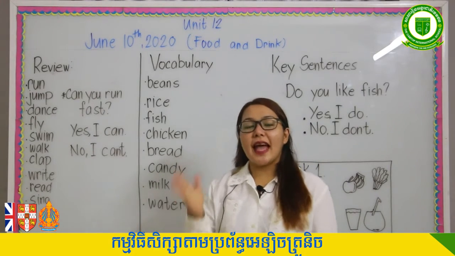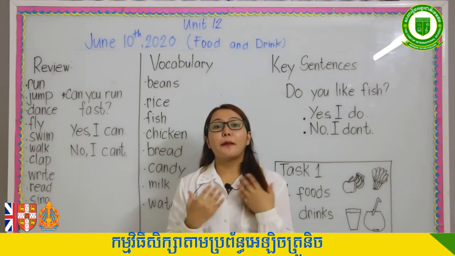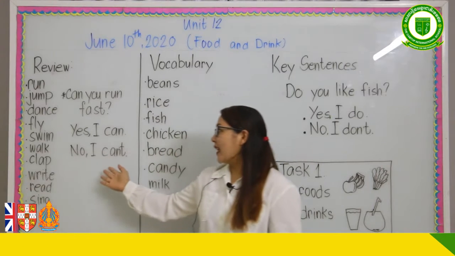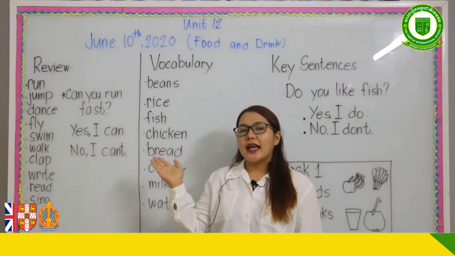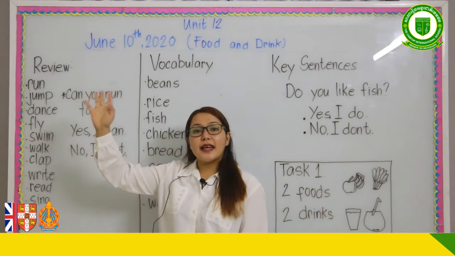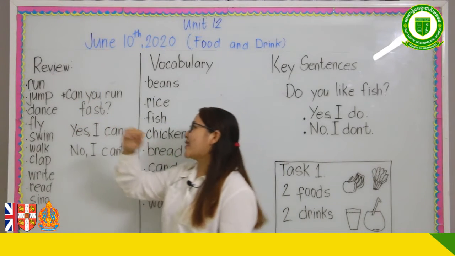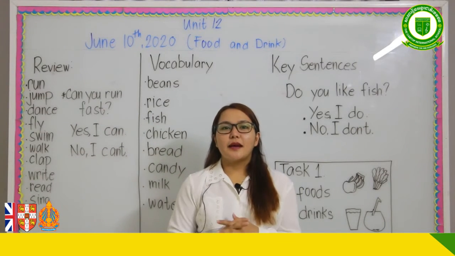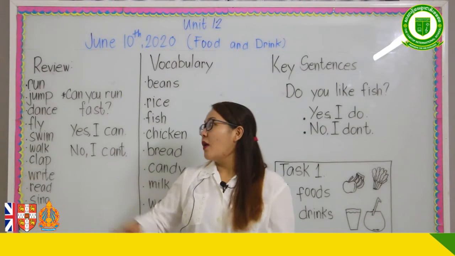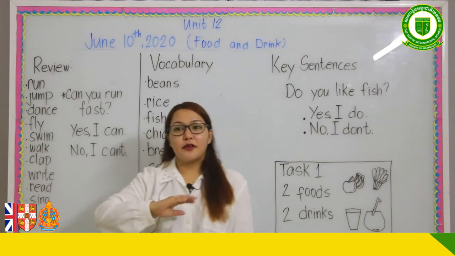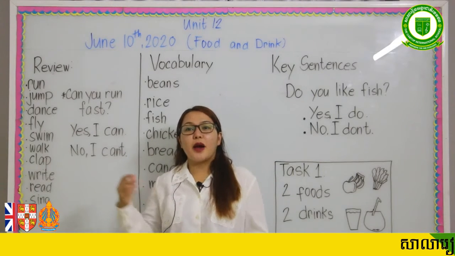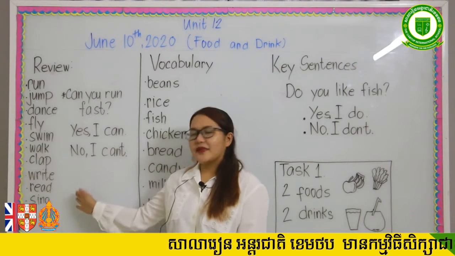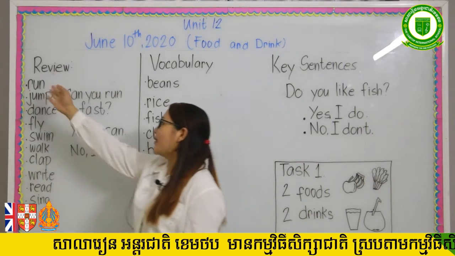But before we move on, let's have a short review of what you learned previously, okay? So here are the words and key sentence that you learned in your previous lesson. Now let's read them one by one, okay? So first we have run. You still remember run. We showed you pictures before, and if you already forgot about these words, don't worry kids, I'll be sending you new pictures for these words. All right, so again, run.